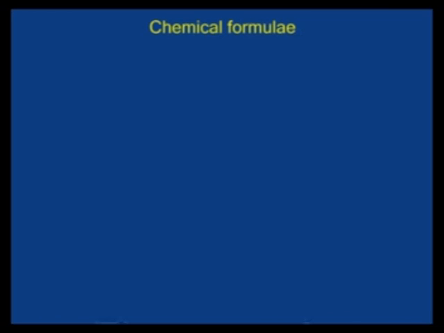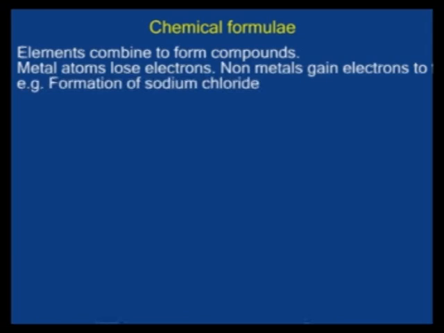So now let's look at the chemical formula. Elements combine to form compounds. During chemical reactions, atoms of metal generally lose electrons, while those of nonmetals acquire electrons to form ions. For instance, sodium reacts with chlorine to form sodium chloride. The sodium atom loses an electron to form the sodium ion. Chlorine acquires that very electron, forming a chloride ion.